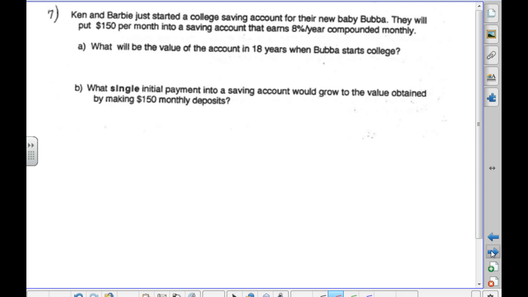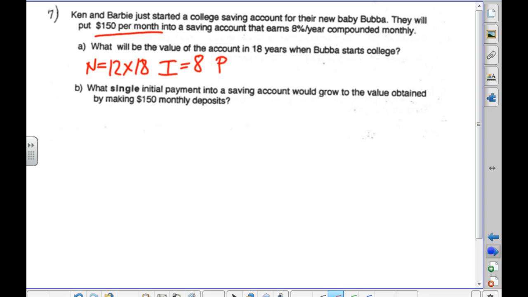Does anybody remember how to use the finance menu from last Friday? Yeah, I do a little bit. Okay. This one says Ken and Barbie are putting away money monthly for baby Bubba to go to college, okay? I actually know people named Ken and Barbie. All right. N is what? How many payments are they going to make? 12 a year for, oh, no, I'm on number 18 years. Sorry. 12 times 18.